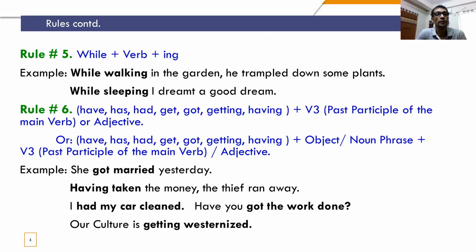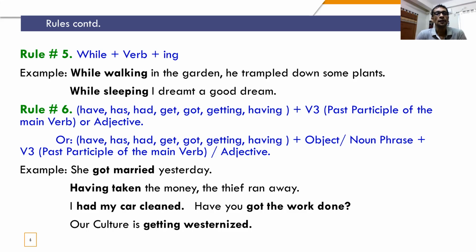Okay, rule number 5. Rule number 5 is while plus verb plus ing. When you use while, you have to use verb plus ing. Look at the example. While walking in the garden, he trampled down some plants. Trampled down means you are actually destroying some plants with your foot. You actually stepped on something, that is called trampled down. And the second example, while sleeping, I dreamt a good dream. That is another example. So you can see from this example that while plus ing, I mean verb plus ing, is very important.